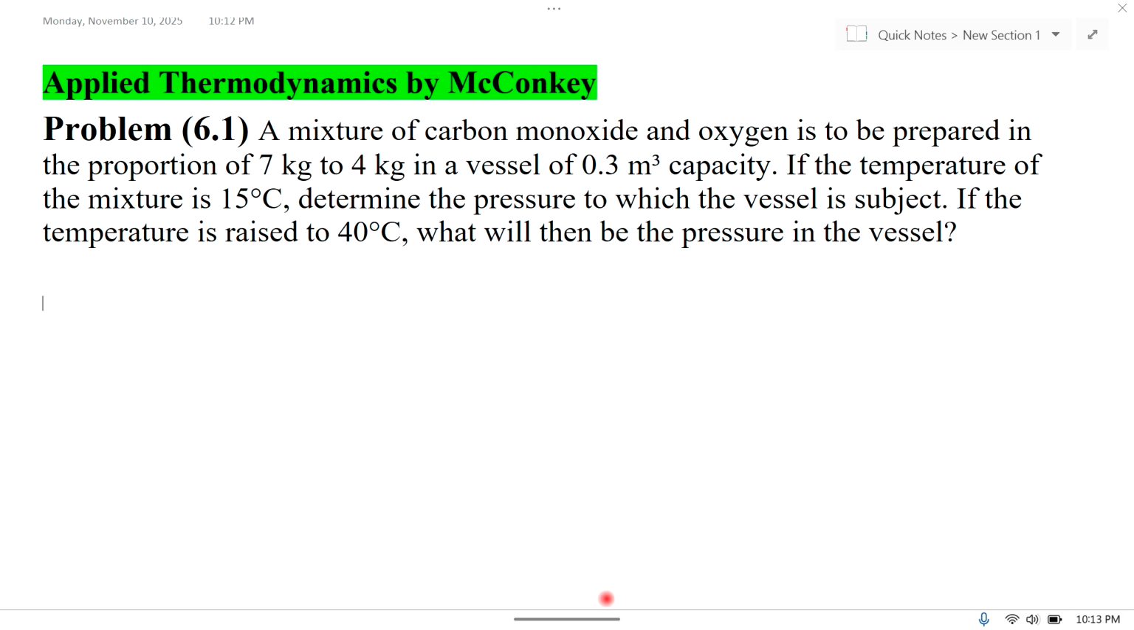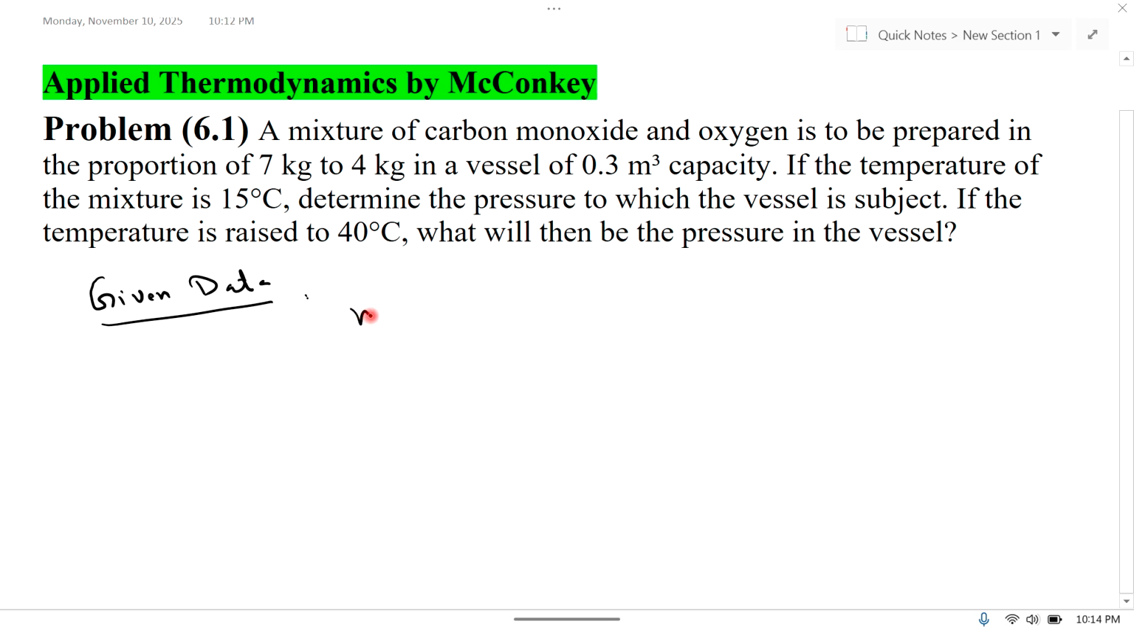So the statement of the problem is: a mixture of carbon monoxide and oxygen is to be prepared in the proportion of 7 kg to 4 kg in a vessel of 0.3 cubic meter capacity. First I write the given data, in which the mass of carbon monoxide in the mixture is 7 kilograms.